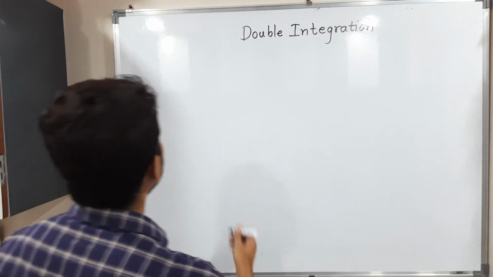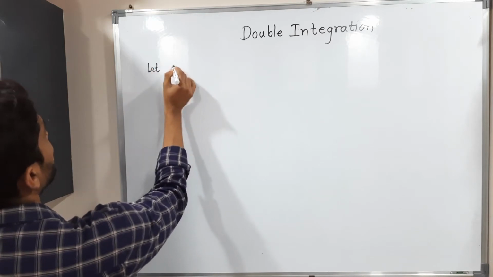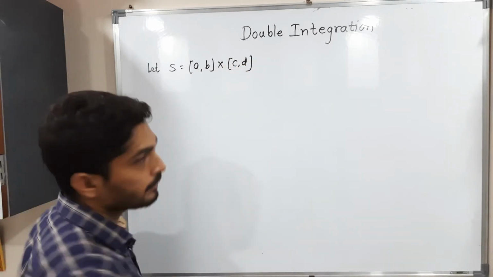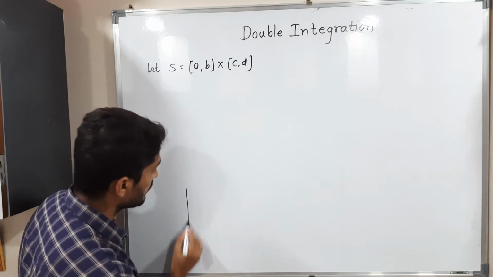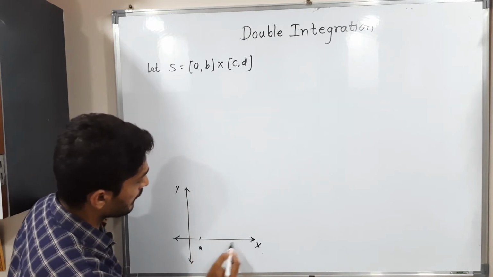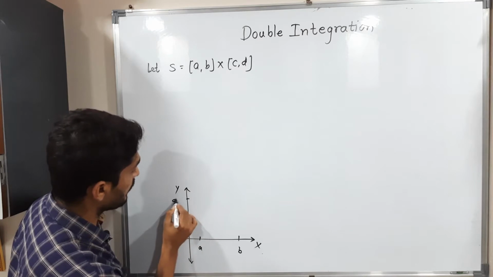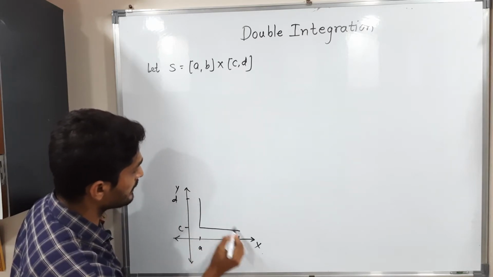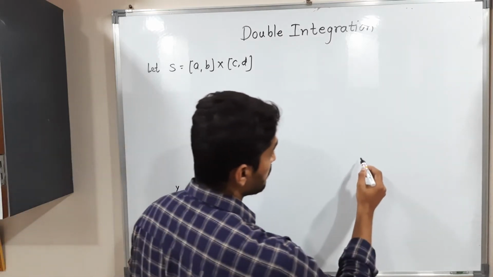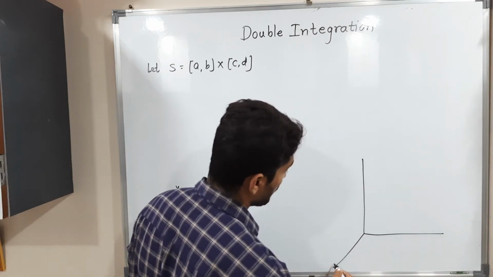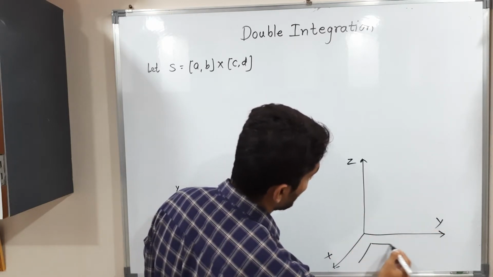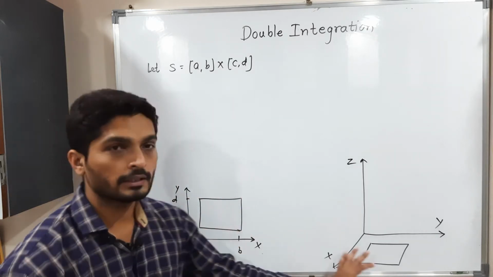First of all, let S be equal to [a,b] cross [c,d]. One rectangle I have considered. I will show you simultaneously what I am doing. In the xy plane we will have it like this. Suppose this is x, this is y. So here [a,b] and here we have [c,d]. So [a,b] cross [c,d] means we will have this rectangle. The same rectangle in 3D will look like this. This is the x axis, this one is the y axis and this one is the z axis. So this is [a,b] cross [c,d], the same rectangle drawn in 3D.